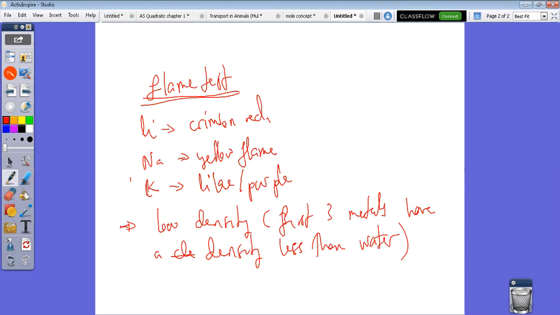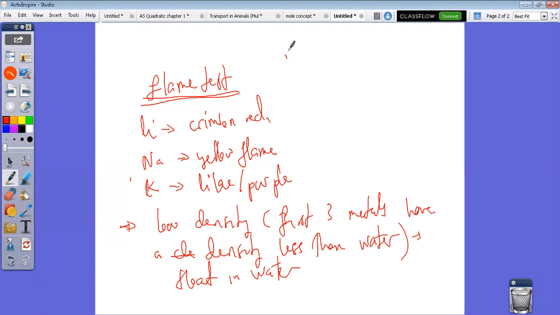Why is the density of water 1? From form 1 and 2 or primary, why is the density of water 1? So it means they float. As they react, they float in water.